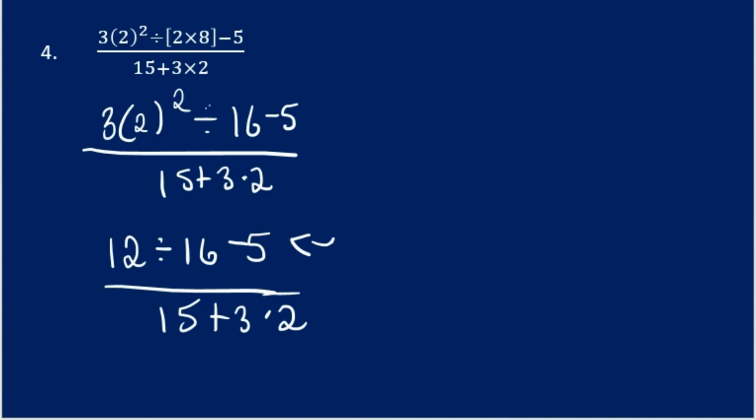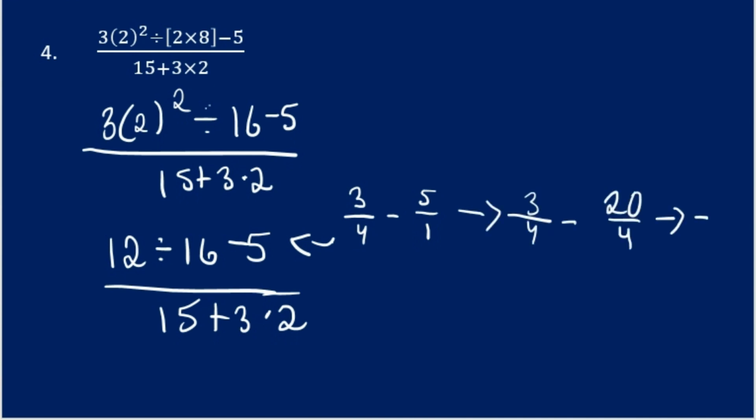And here, so Jo, now what should we do? 3 by 4 minus 5 by 1. But how did you get 3 over 4? So we have to reduce 12 divided by 16, and that would get us to 3 over 4. So 3 over 4 minus 20 by 4. When we actually solve it, we would get negative 17 over 4.